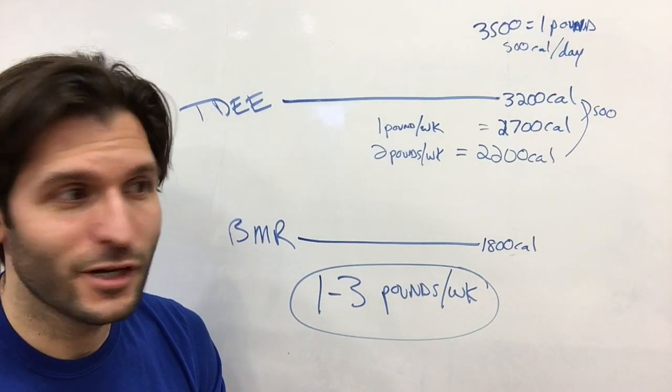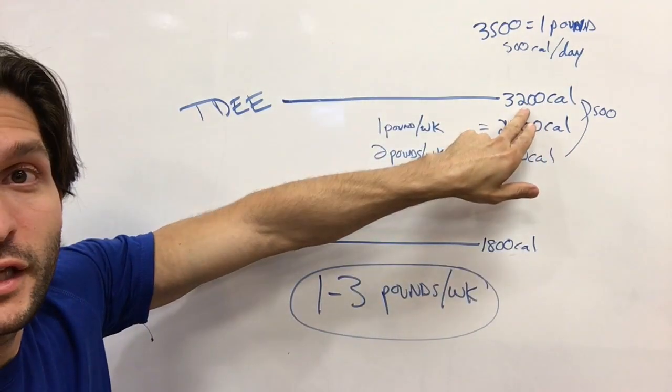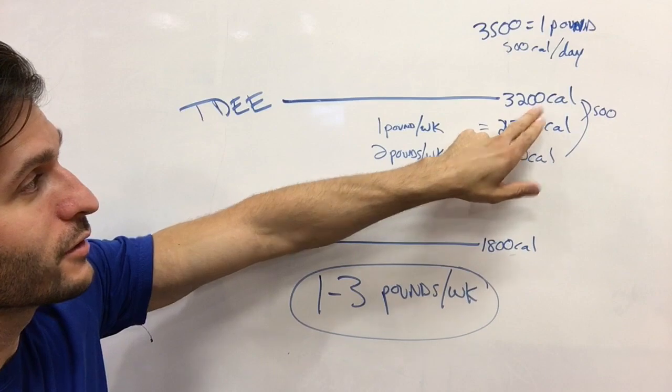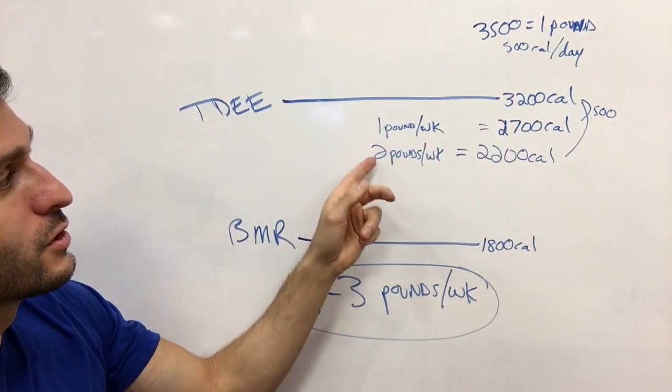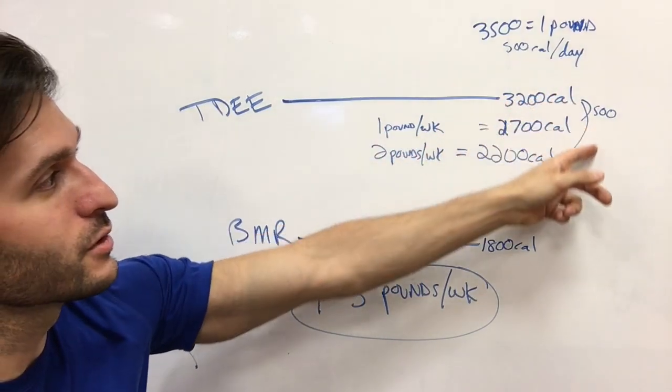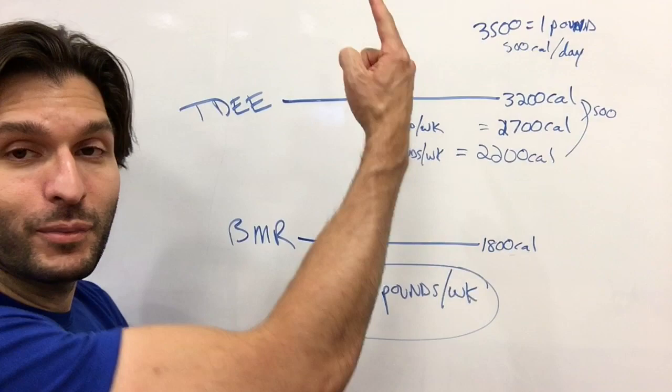It'll happen. It'll come. So anyway, that's how you would manipulate the calories. You find out what the total daily energy expenditure is. For us, it's 3,200 calories. If I want to lose a pound a week, I subtract 500, 2,700. If I want to lose 2 pounds a week, I subtract 1,000 from that first number. Now I got 2,200 calories. The same thing works the opposite direction.